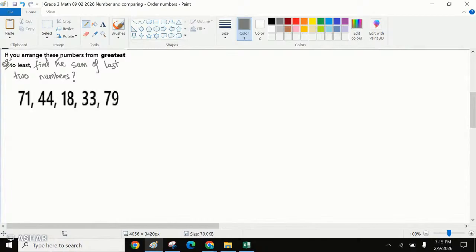Inspiration, what should be the answers if we have to arrange them in descending order? That means 79 was the largest number because that was a 7 with a 9, then 71. Then we have a 4, that is 44. Then we have a 3, 33, and the last would be 18. But the question doesn't end over here, right?